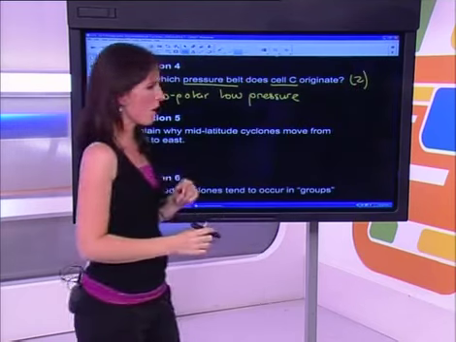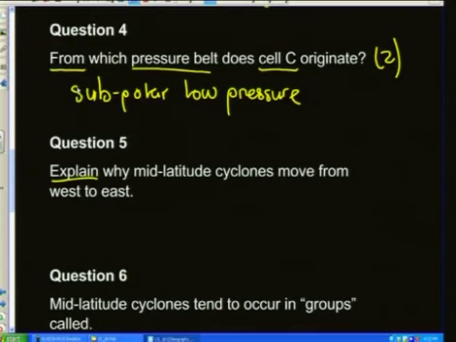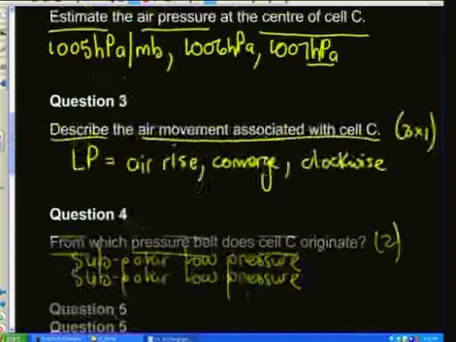Also, easy marks. Let's have a look at question 5. Explain why mid-latitude cyclones move from the west to the east. Right? Also got to do with your global air circulation.